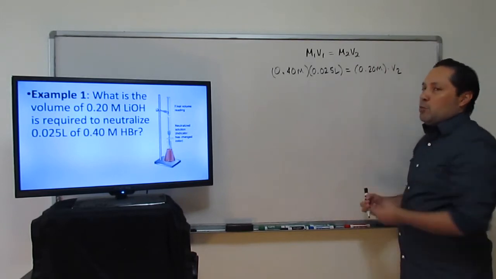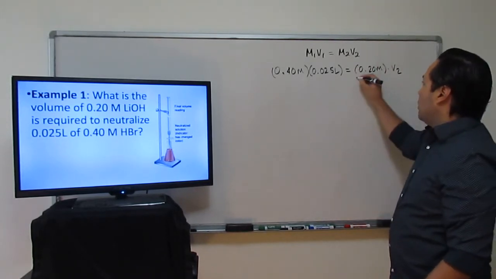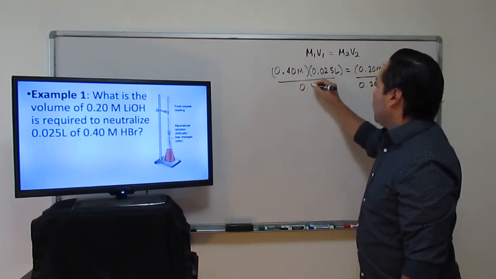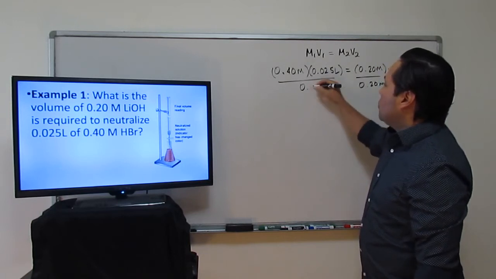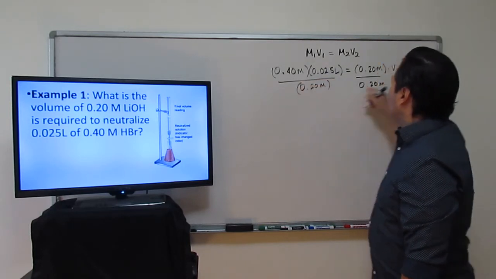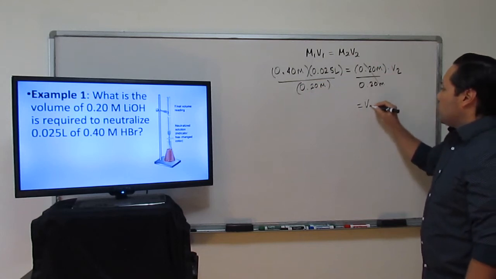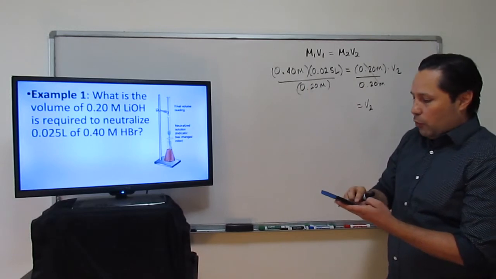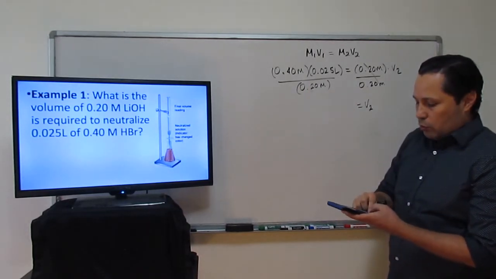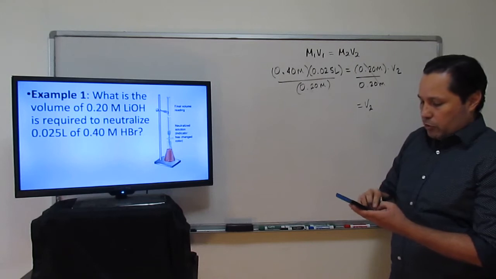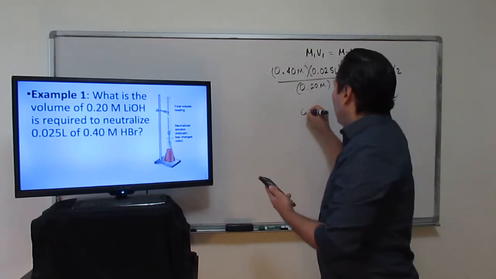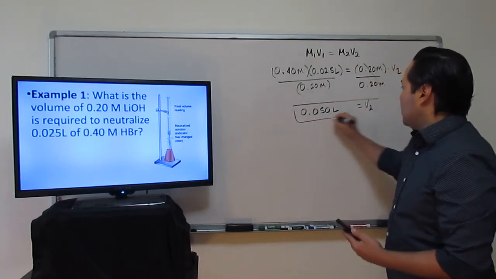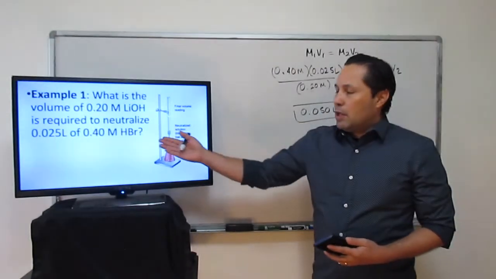To solve this titration problem, there's really only one step: we divide both sides by 0.2 molar, the concentration of the base. That isolates V2, the volume we're solving for. On my calculator, I'm going to put 0.4 multiplied times 0.025 divided by 0.2. That gives us 0.050 liters of the base that will be needed to neutralize the acid.